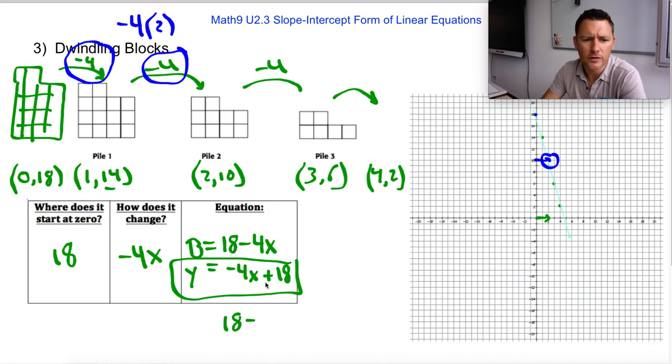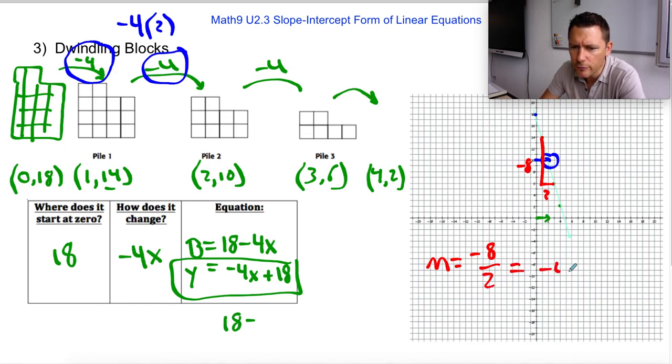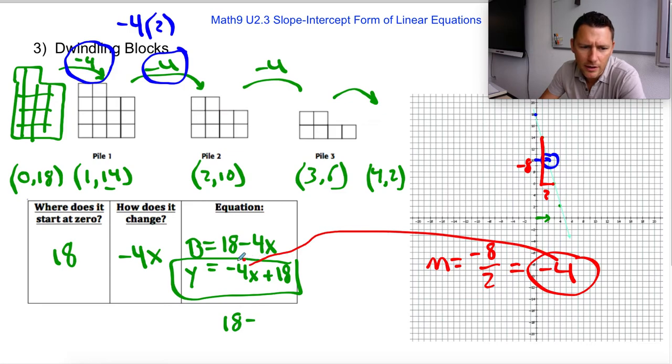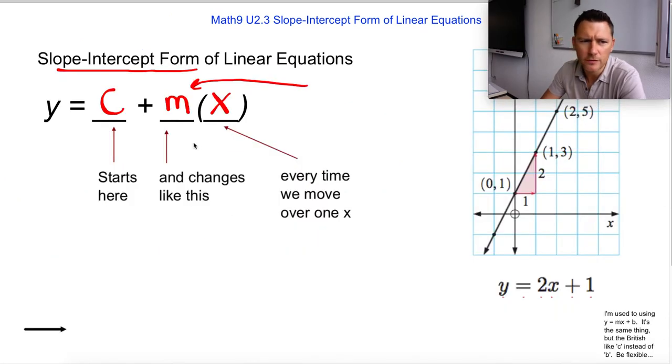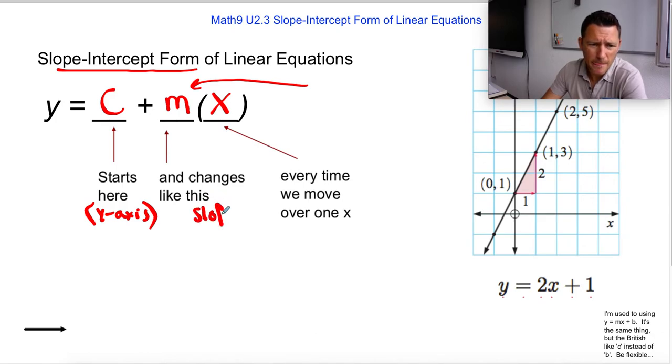Same thing here. This was -4. Between this point and this point it goes down 1, 2, 3, 4, 5, 6, 7, 8, and it runs over 1, 2, right? So its slope from yesterday that we learned was rise over run, which is -4, which is exactly what we see right there. Cool? So this is where we start on the y-axis. This is how it changes. It's its slope. And this is what happens every time we move over 1x.